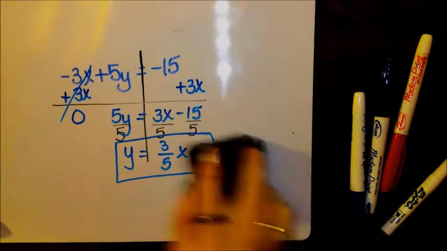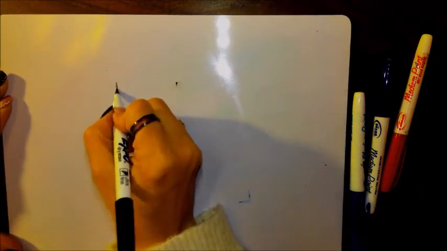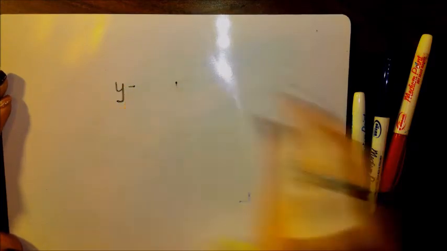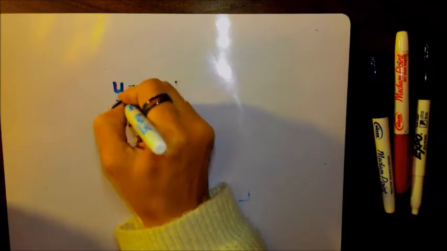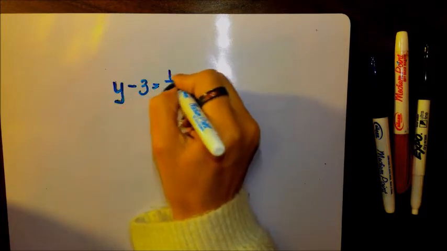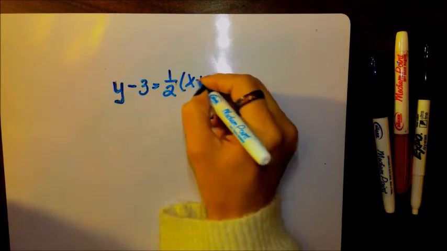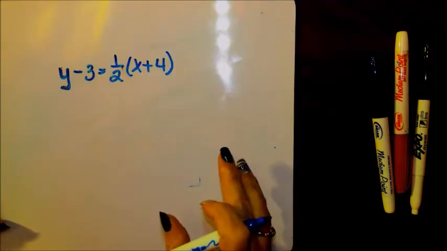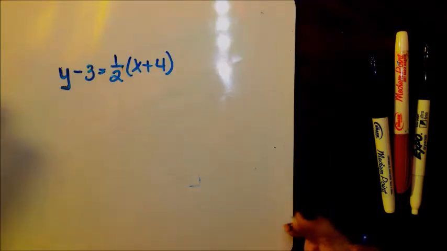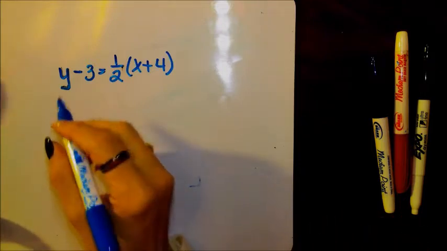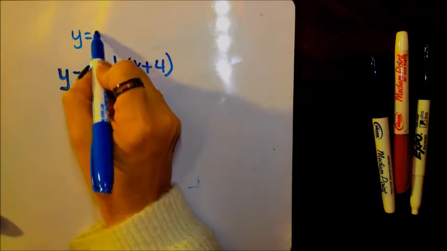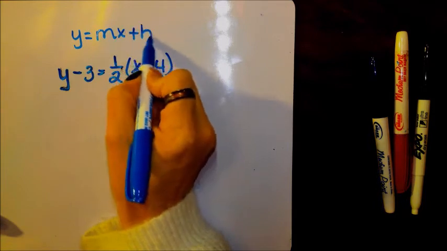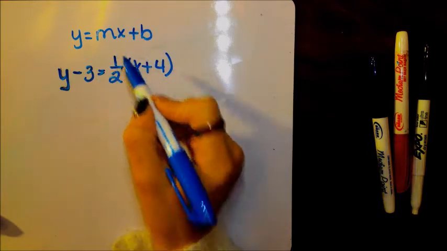Let's see. What if I gave you something like that? That one was easy to graph. What if I gave you this? Y minus 3 equals 1/2 times x plus 4. And I ask you to graph that. Could you graph it? You could. There are a lot of different ways to graph it. In order to graph it, I really need to have it in slope-intercept form. So let's just simplify this.